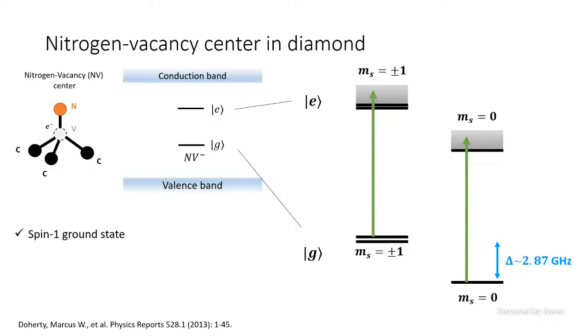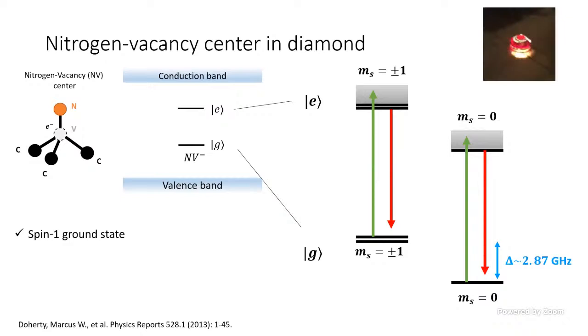Upon shining lasers, we can pump the spin to the excited state phonon sideband, and with a certain probability, it will decay directly back and emit a red photon. This is an example of a diamond sample in our lab that we have irradiated to generate a lot of nitrogen vacancy centers. Under white light, you can clearly see this diamond looks pink, because the fluorescence is in the red to near infrared range.